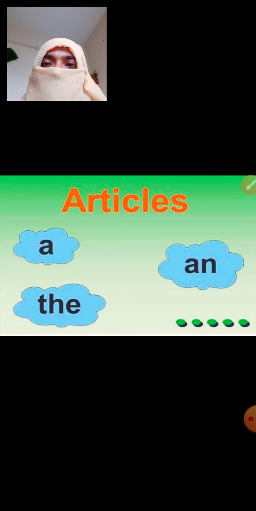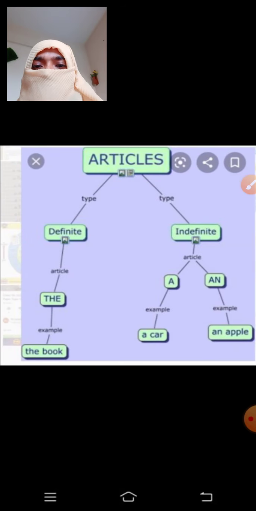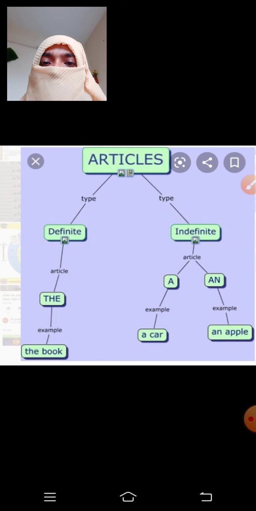These three articles are also divided into two parts, and they are definite article and indefinite article. There is only one definite article, and that is the. And there are two indefinite articles, and they are a and an. We can also see this in the diagram with the examples.